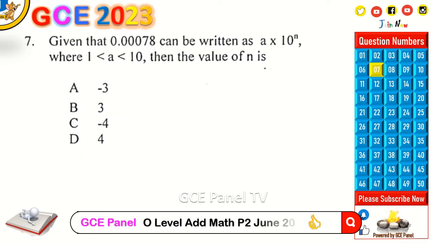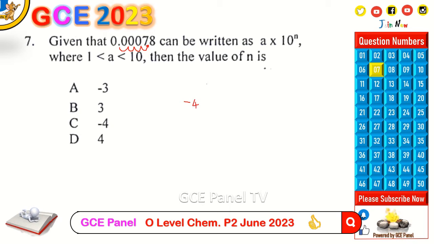Question number 7. Given that 0.00078 can be written as A times 10 to the power n, where A lies between 1 and 10, then the value of n is... So, 0.00078 can be written as, we move the decimal point to the right: 1, 2, 3, 4, until after the first non-zero digit. 4, okay? Once we move to the right, we have 10 to the power -4.